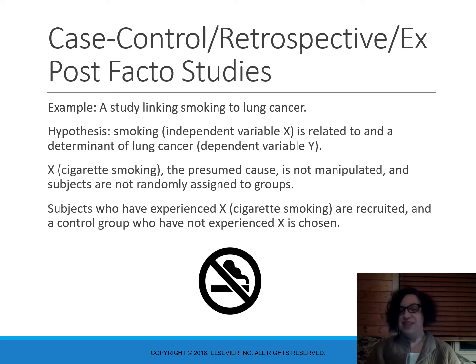Great. So the hypothesis of this study is that smoking is related to and a determinant of lung cancer. So our independent variable is X, all right? And our dependent variable is Y. So X is cigarette smoking, that none of you do, and the presumed cause is not manipulated, and subjects are not randomly assigned into groups. Subjects who experienced the cigarette smoking are recruited, none of you, and a control group who have not experienced X is chosen. So the control group is our Y, and these are the people like yourself who have never smoked and are not going to smoke because you're too smart for that.